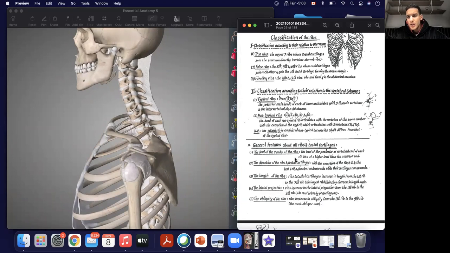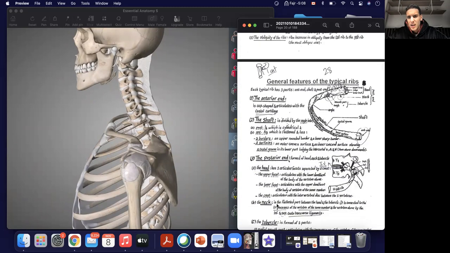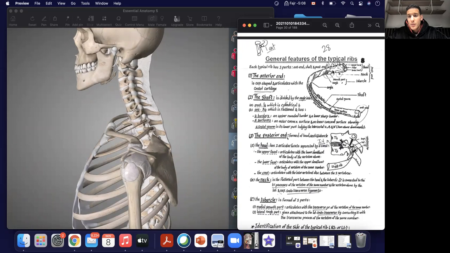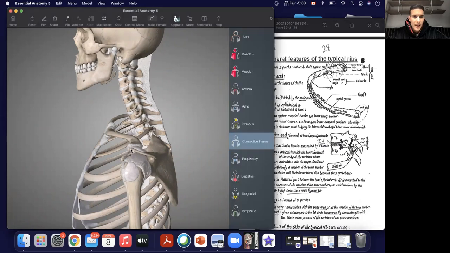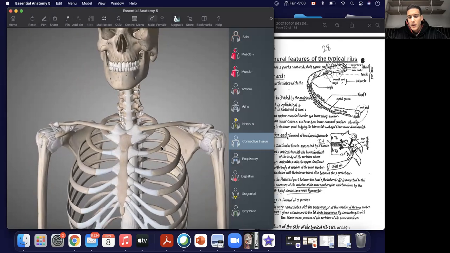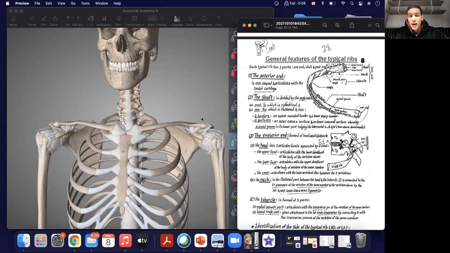General features about all ribs and costal cartilage. The general features right here: typical ribs have the anterior end, which is in relation with the sternum, and articulates with the costal cartilage right here. All of them articulate with costal cartilage except for 11 and 12. The shaft is divided by the angle of the rib into posterior 1/3 and anterior 3/4. And it has two borders and two surfaces, up and bottom.